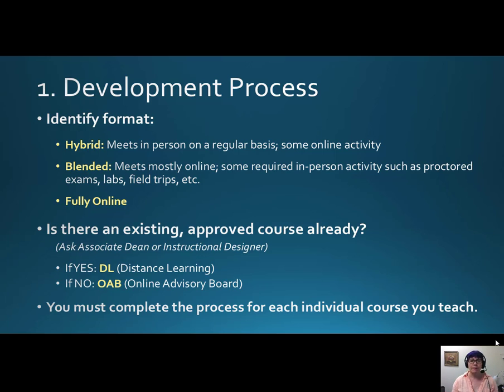some online. People often get confused between the difference between a hybrid class and a blended class. So that's the difference. A blended class meets mostly online, but there's some required in-person activities, such as proctored exams, labs, field trips, etc. So there's some in-person activity. And then, of course, there are fully online classes where the students do everything online. They are not required to take tests in person. They are not required to meet in person at all. So those are the three formats that are available.